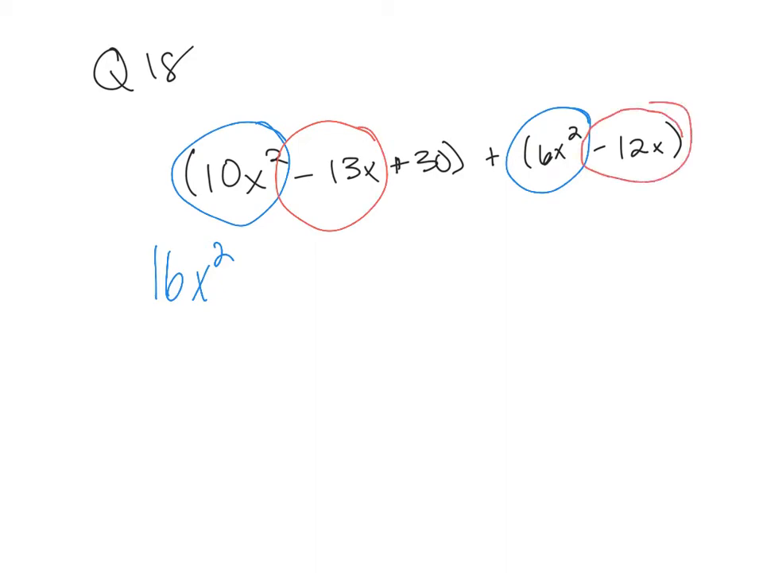Can be combined with minus 12x. They both just have one x. So minus 13 minus 12 would be minus 25x. And then next I would have just my plus 30 left. There's nothing to combine it to. So my answer would be 16x squared minus 25x plus 30.